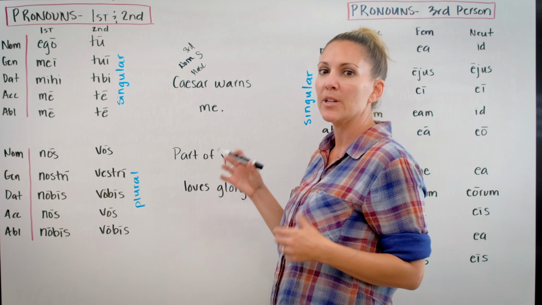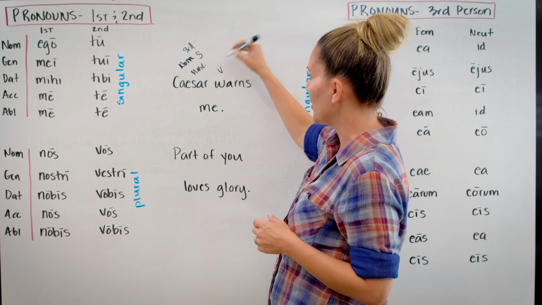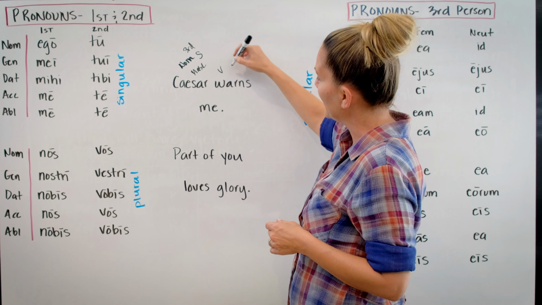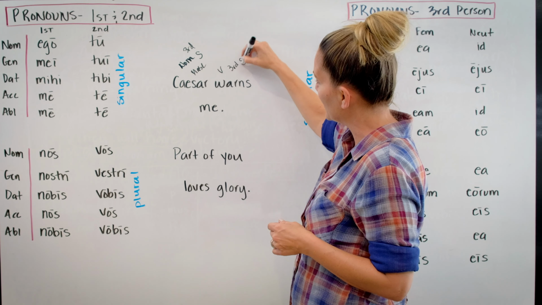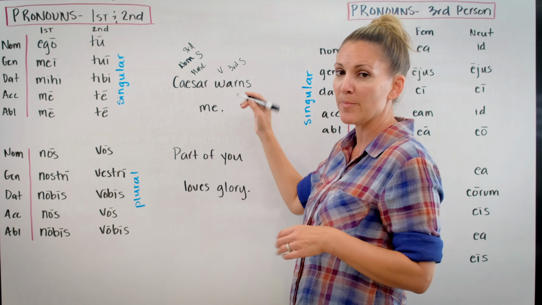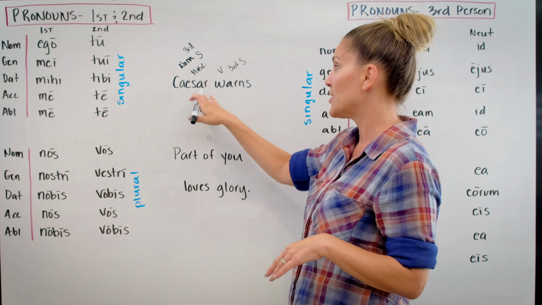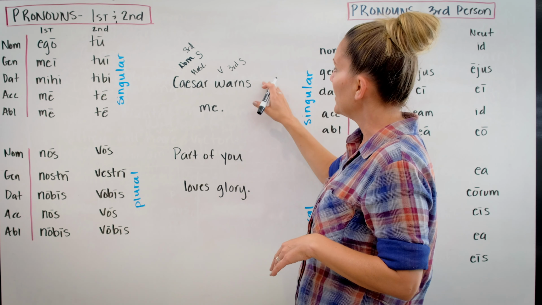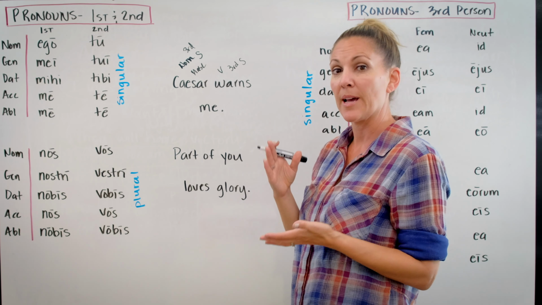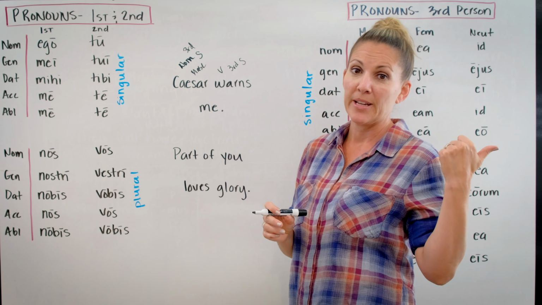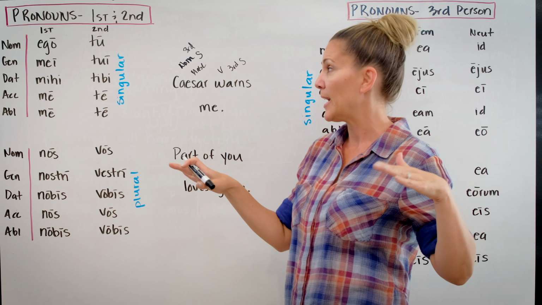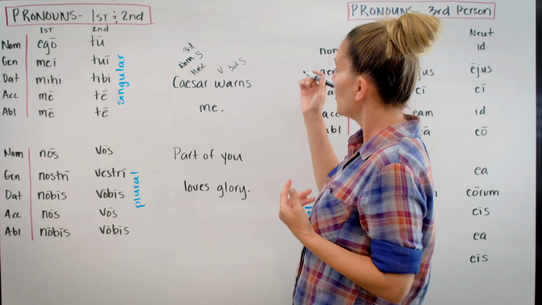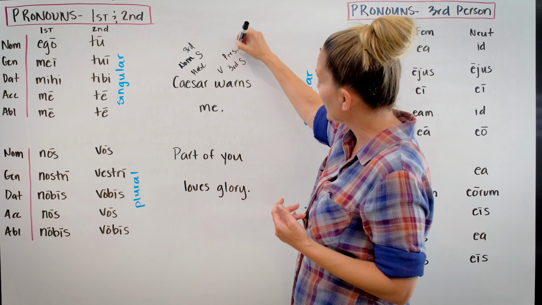What is Caesar doing or being? He's warning. So here's my verb. If I have a third person singular subject, I need to use third person singular personal endings for my verb because they need to agree. The verb needs to agree with the subject in number and in person. What tense is this verb? Is this happening right now? Was it happening in the past but sort of ongoing? Will it happen in the future? So is it present tense, imperfect tense, or future tense? Well, it's happening right now, so this is a present tense verb.